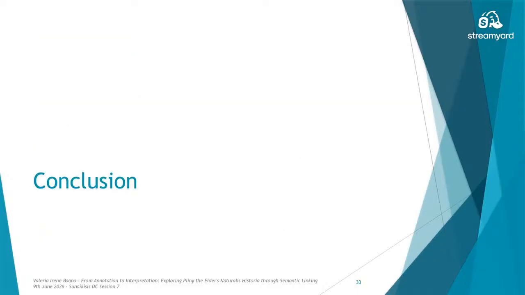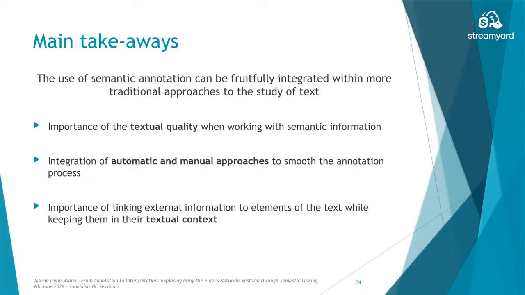So in conclusion, with this presentation, I wanted to show you that semantic annotation can be fruitfully integrated with a more traditional approach to the study of the text. The main takeaways that I would like you to take away are the importance of the textual quality, because when we deal with semantic information, we deal with the meaning of the text. And so it's very, very important that we take care of the quality of the text.